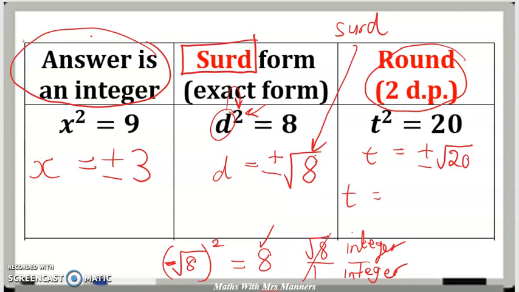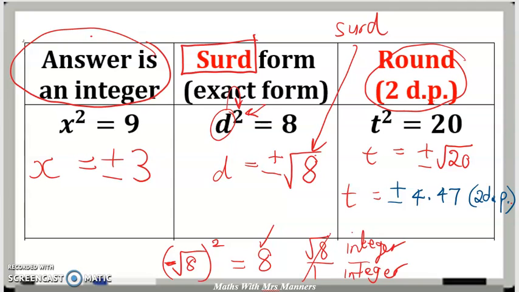And when you press equals, you should get 4.4721... Now I've asked you to round that to only 2 decimal places. So to 2 decimal places, that means I only need 2 numbers after the decimal place, and because that number 2 is smaller than 5, then I don't need to change the 7. So we're going to round this to 4.47. So let's put that down as my answer, 4.47. I'm going to put my plus and minus, and I'm also going to put in brackets 2 dp, so it is clear how I have rounded my answer.